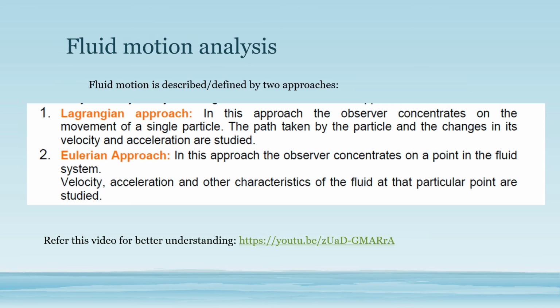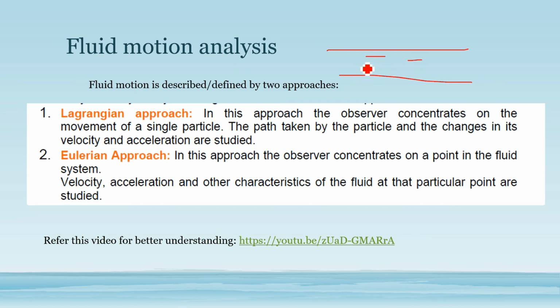The next is the analysis method. In kinematics, the analysis is done by two approaches. These approaches are the Lagrangian approach and the Eulerian approach. So what happens in the Lagrangian approach? We take the movement of only one particle.